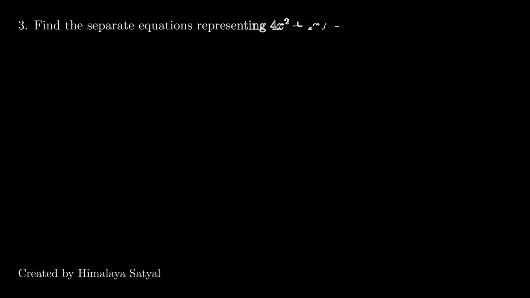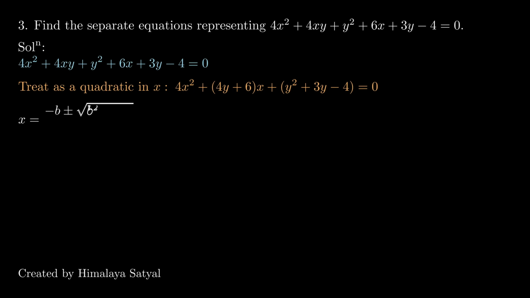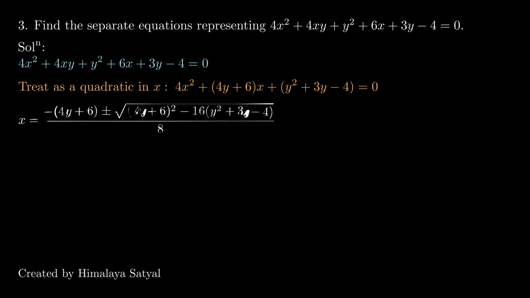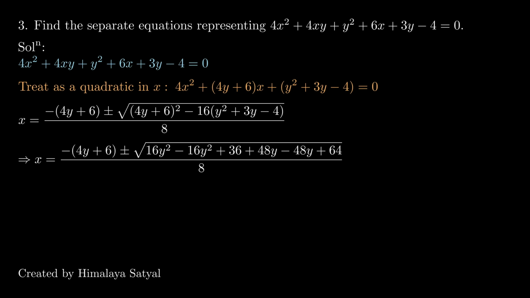Find the separate equations representing this single equation. So this is like the previous question, but this time we treat the equation as a quadratic in x. So we apply the quadratic formula. We sub in the values for a, b, and c. So the expression inside the root simplifies out to 100.